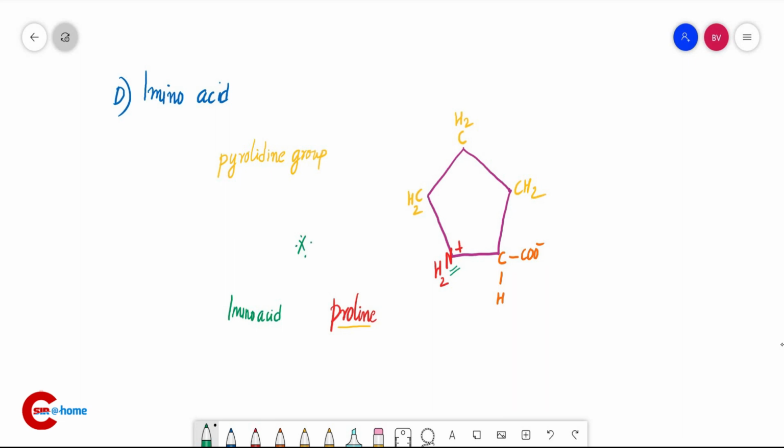And which are the special groups in amino acids? In tyrosine, which one? Phenol. In phenylalanine, benzene. Then in histidine, which group is present? Imidazole. Then in tryptophan, indole group. Then arginine, which group? Guanidinium group. So these are the important things. This video is all about this.